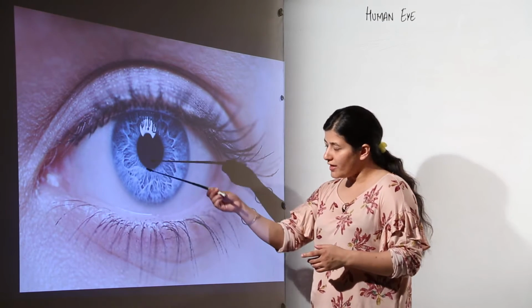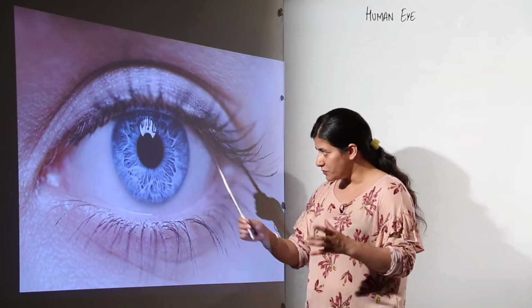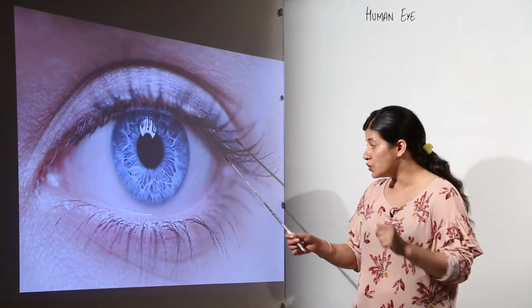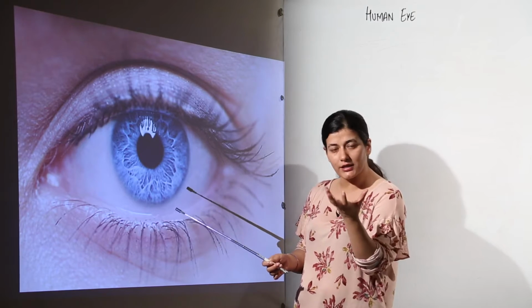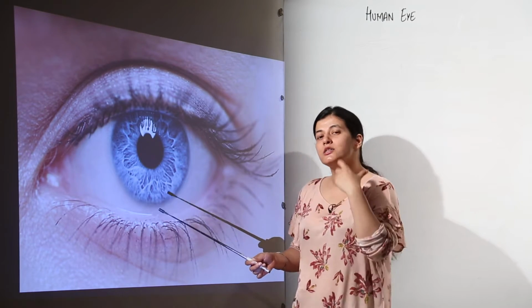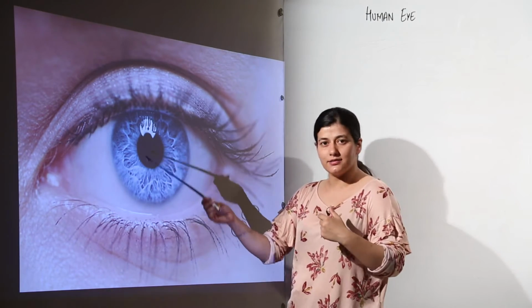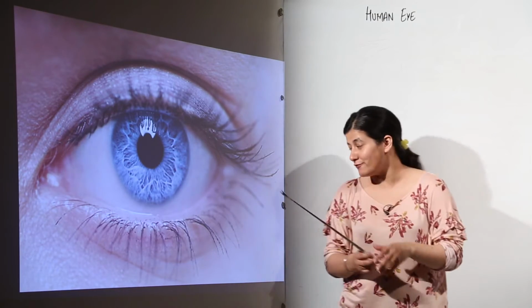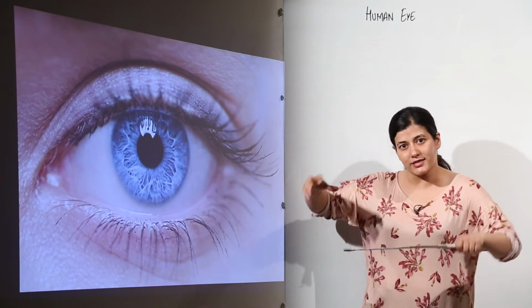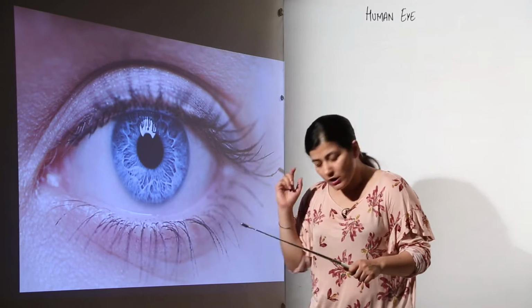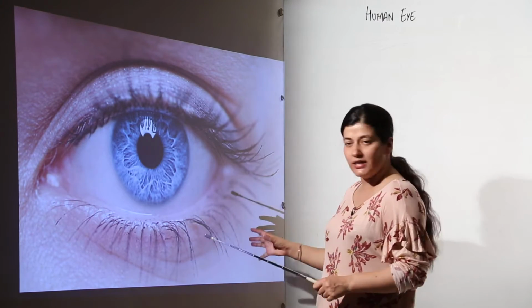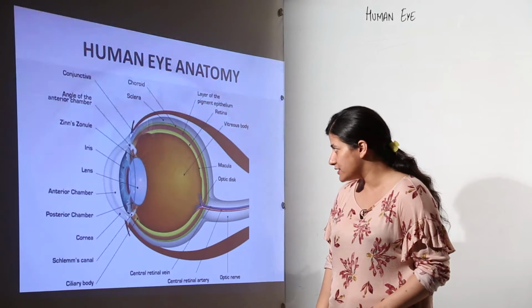Now, suppose you are given a chance to go inside the eye through this aperture. As I told you, it is a hole-like thing through which the light goes inside. What would you see inside the eye? First thing is that you would fall inside, because it is a hollow spherical structure and it has fluid inside it. We are going to see the anatomy of the human eye next.